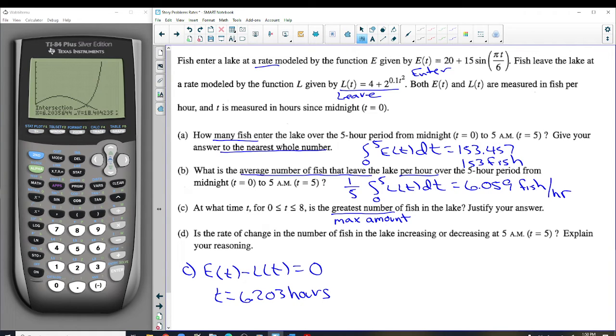And how do I know that? How do I know that that's the maximum? Well, E of t minus L of t changes from positive to, let's go positive to negative. Because if you have E of t bigger minus L of t smaller, that's going to give you a positive rate. And then up here, we're going to have a negative rate because they switch places. So we change from positive to negative there.